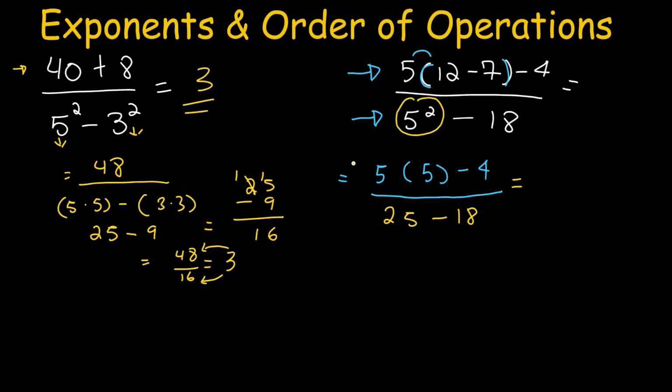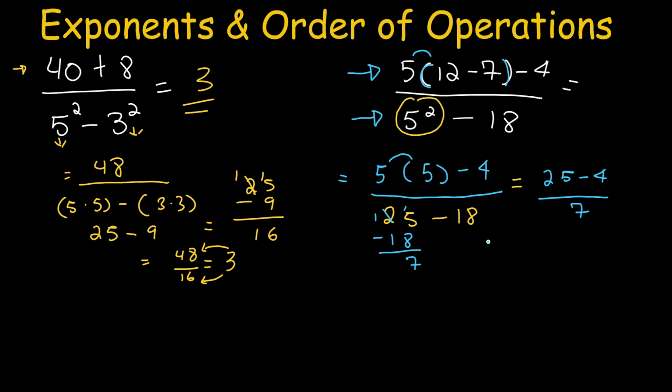Now, let's continue with the numerator. So let's go ahead and distribute. So 5 times 5 is 25 minus 4, and 25 minus 18. Let me subtract over here. I need to borrow from the 1. That's 15. So 8, 9, 10, 11, 12, 13, 14, 15. That's 7 using your fingers. And 1 minus 1 is 0. So we will have 7 down here in the denominator.